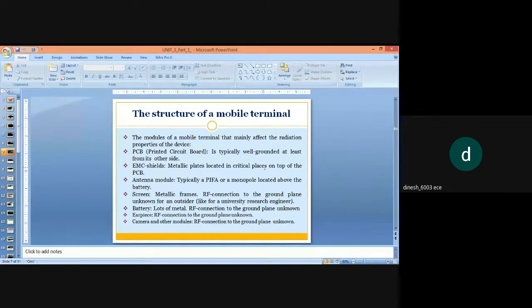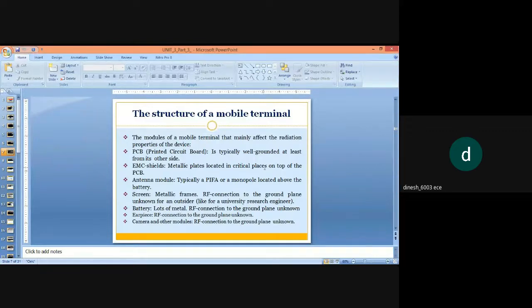So the structure of a mobile terminal: the modules that mainly affect the radiation properties of the device are the printed circuit boards, PCB, which is typically well grounded at least from its other side. The electromagnetic compatibility shells, which are metallic plates, are located in critical places on top of the printed circuit boards. Then we have the antenna module.